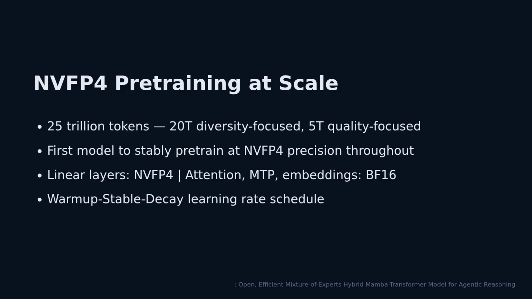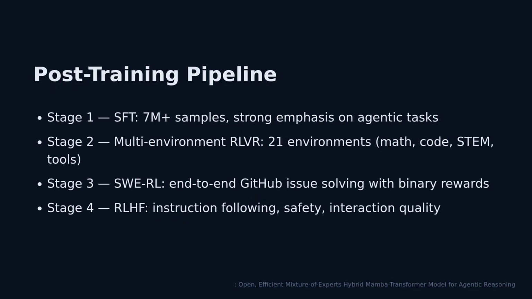Pre-training ran on 25 trillion tokens in 2 phases. Phase 1 covered 20 trillion tokens, emphasizing broad data diversity. Phase 2 covered 5 trillion tokens focused on high-quality sources. Crucially, the entire model was trained in NVFP4, a 4-bit floating-point format, making this the first large-scale stable pre-training run at this precision level. This required careful treatment of different layer types, with attention and MTP layers kept in higher precision to preserve stability. Post-training followed a 4-stage pipeline.